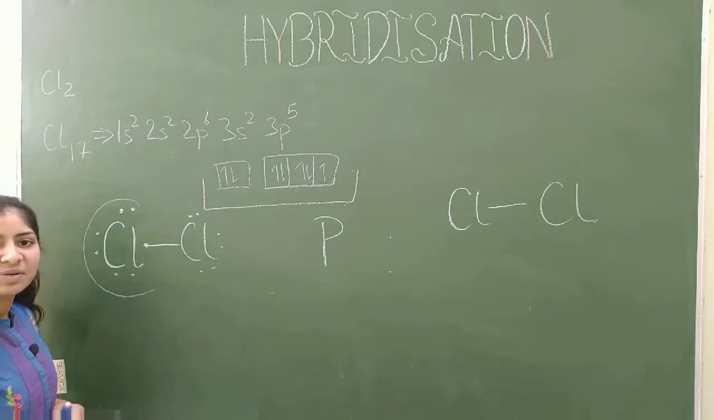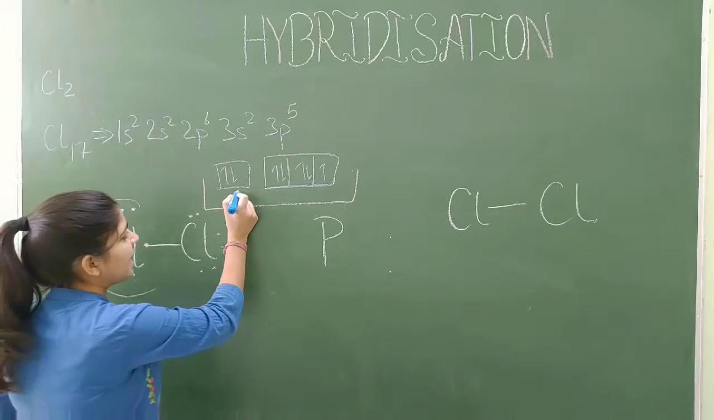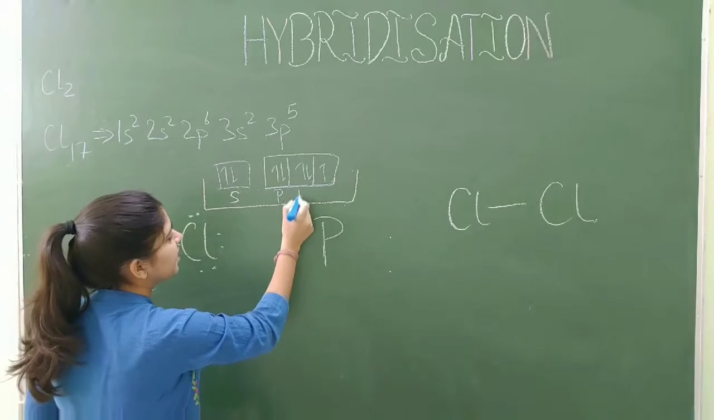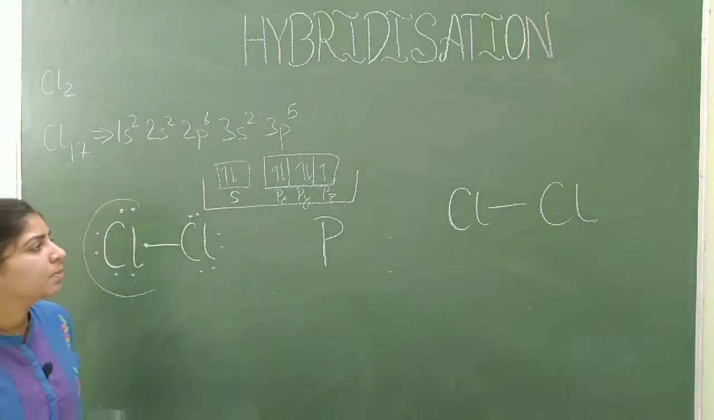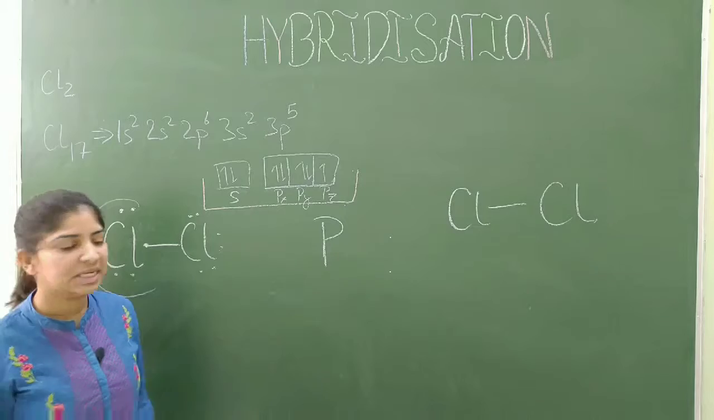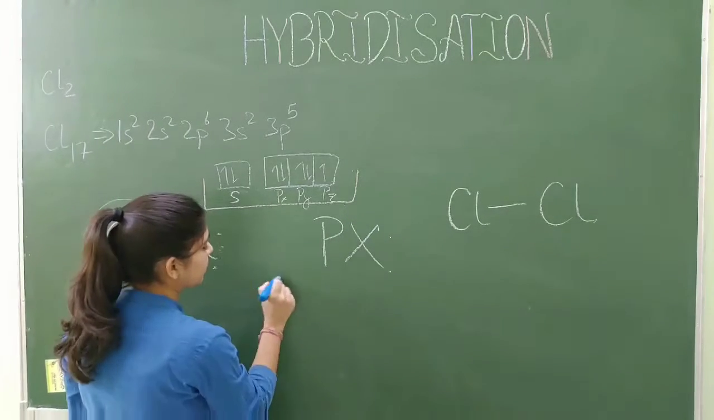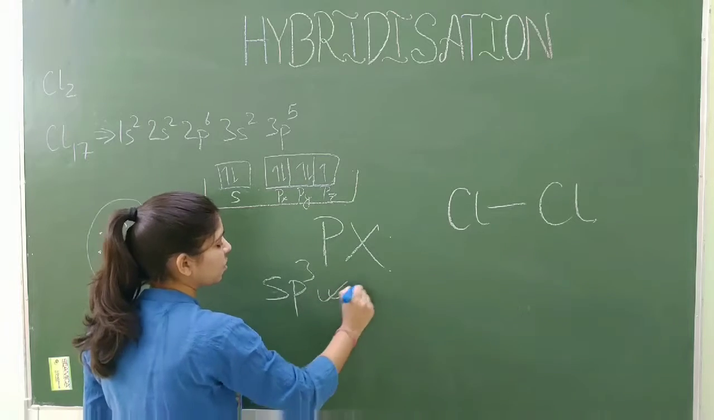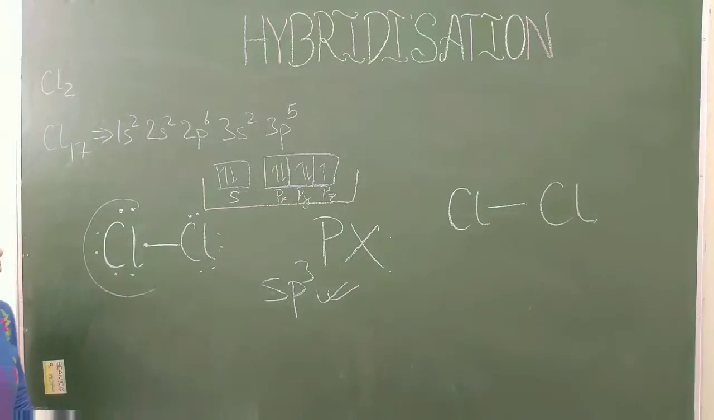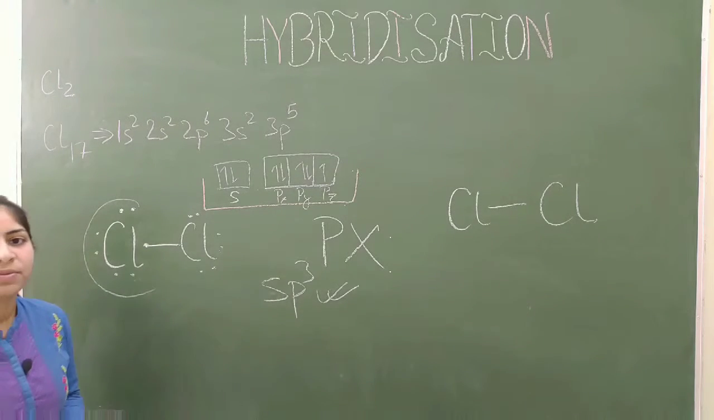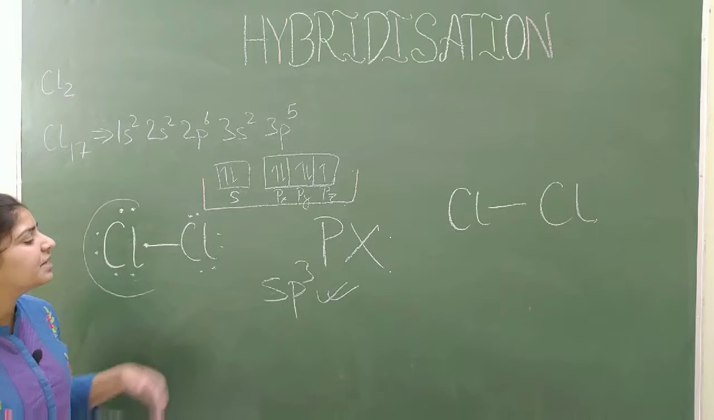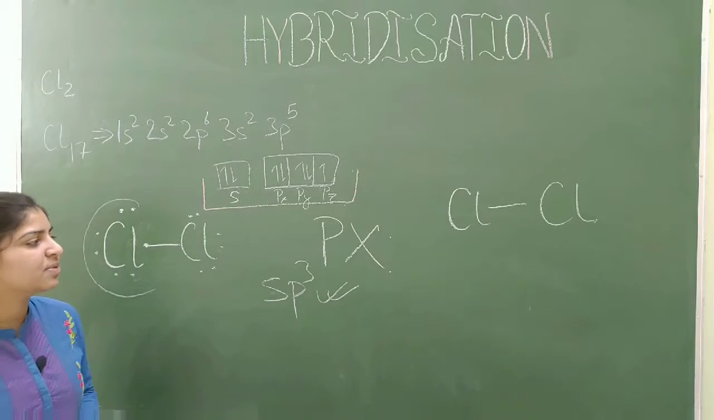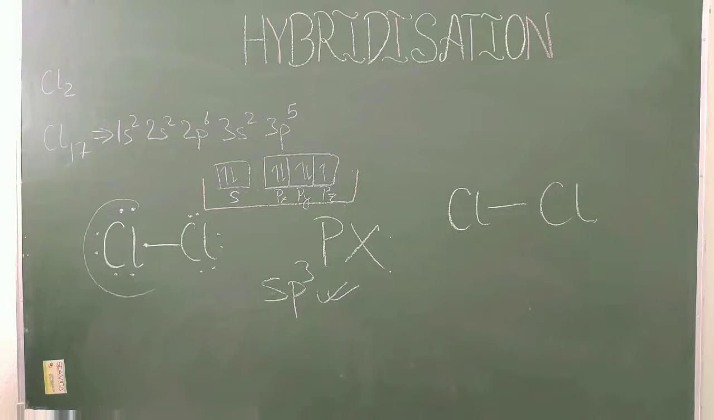Now let us discuss the hybridization: s, px, py and pz. So hybridization is sp3, not p. Okay, so this is the hybridization of chlorine. In case of a lone pair present in an atom, that lone pair will also take part in the hybridization. So we get hybridization of chlorine as sp3. Okay, so now you can take a screenshot.